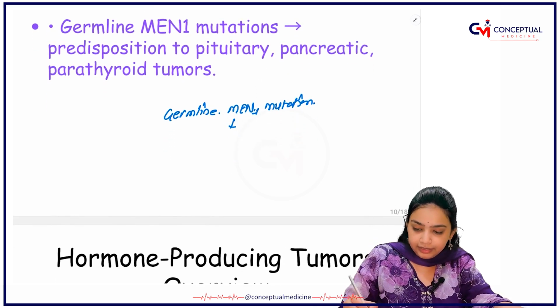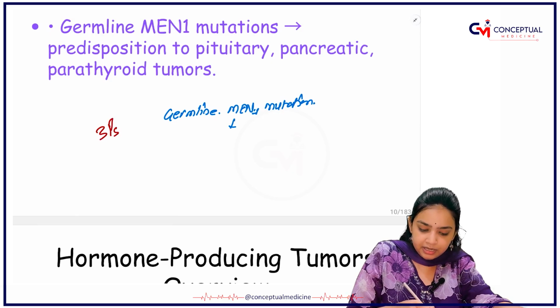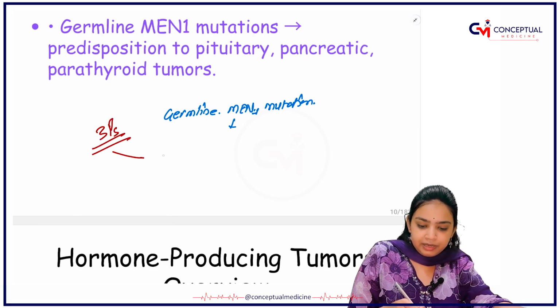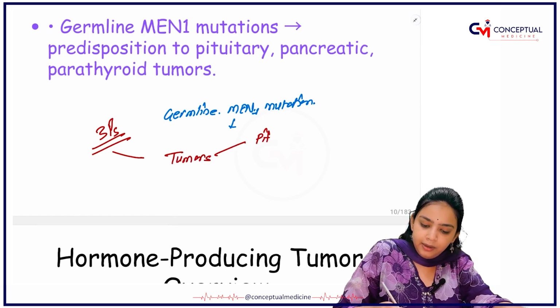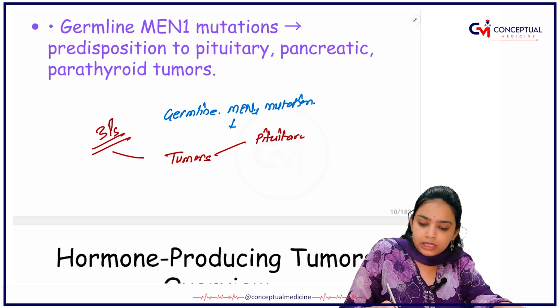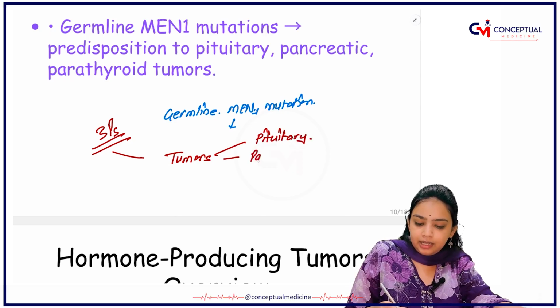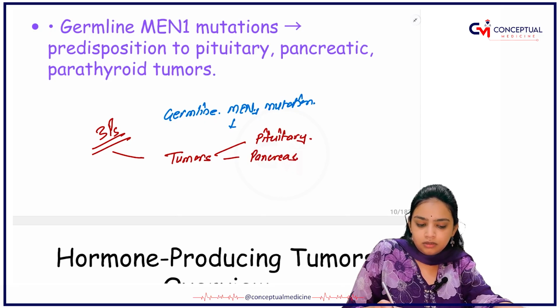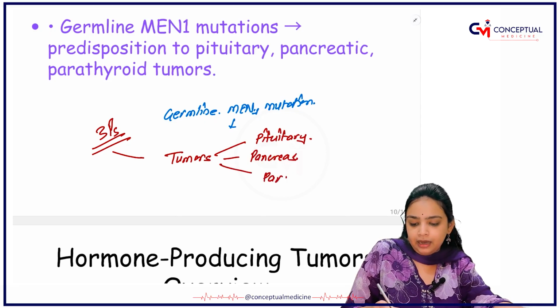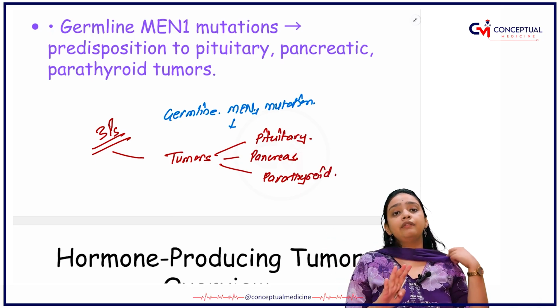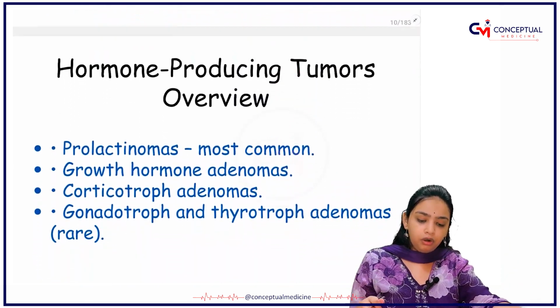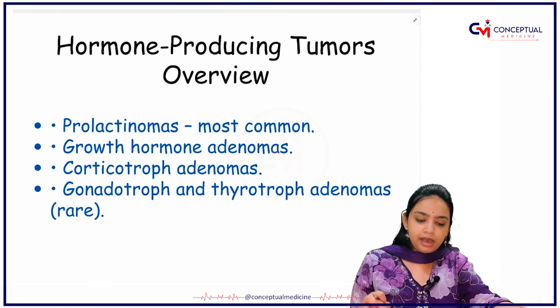I have told you that there will be 3 P's. What are the 3 P's? Here, there will be the tumor of what? Tumors of your pituitary, then tumor of your pancreas, then tumor of your parathyroid. There will be 3 P's that will be involved. Okay, you need to keep this in mind.